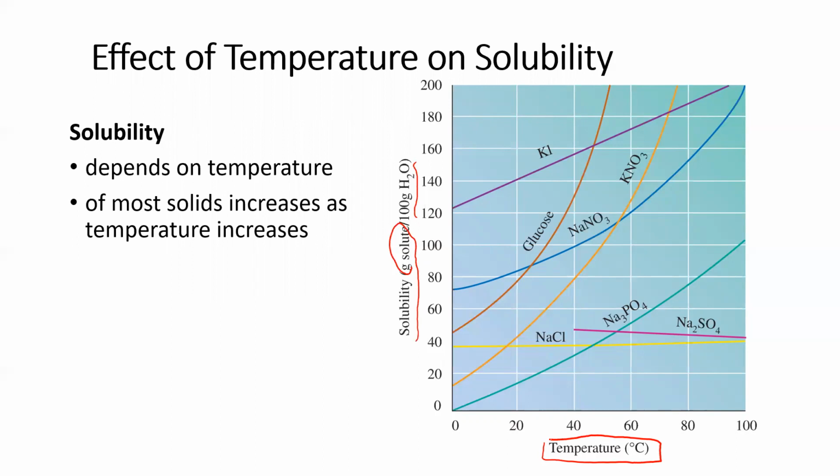So we see solids pretty much increase in solubility as temperature increases. Now, there are some cases like sodium chloride where it kind of flatlines, but for the most part, it's consistent. Now, how do we read the solubility limit curve?